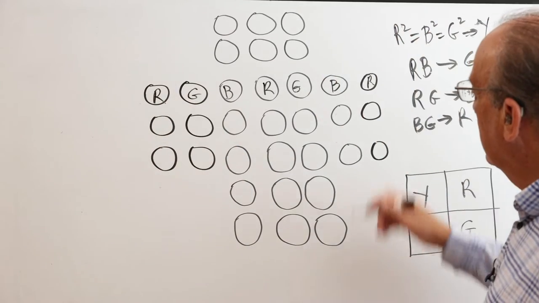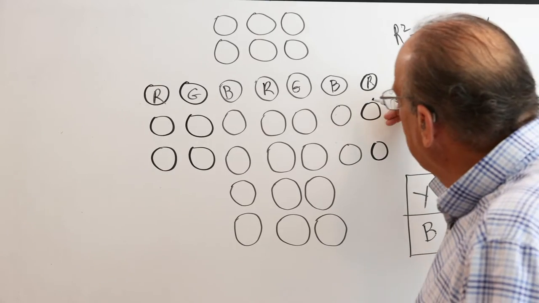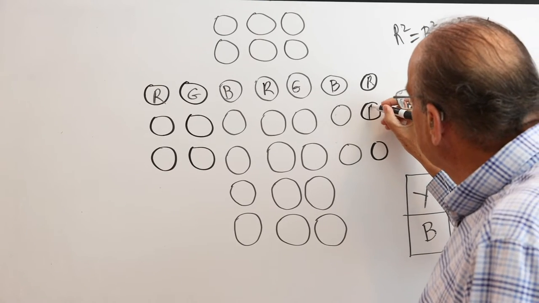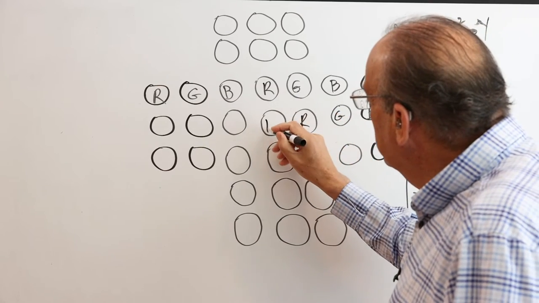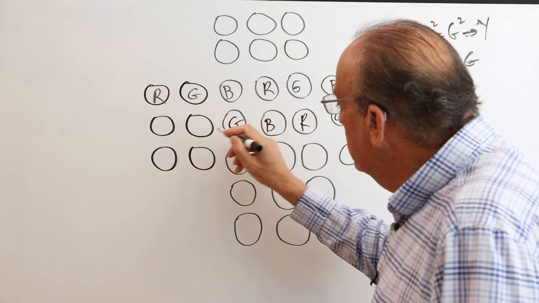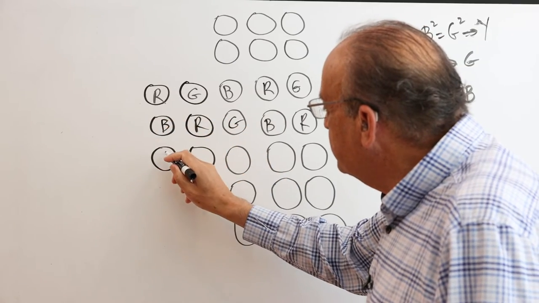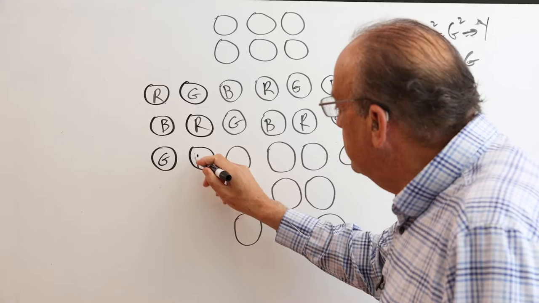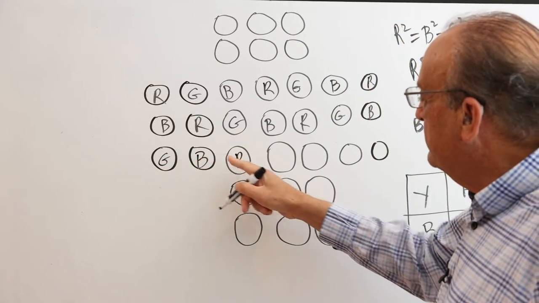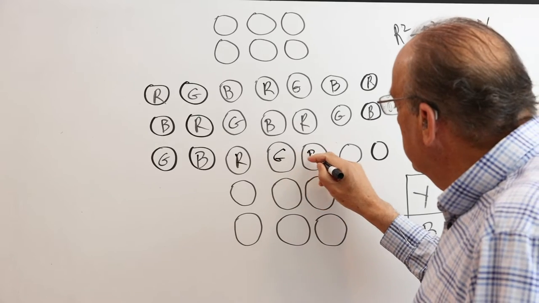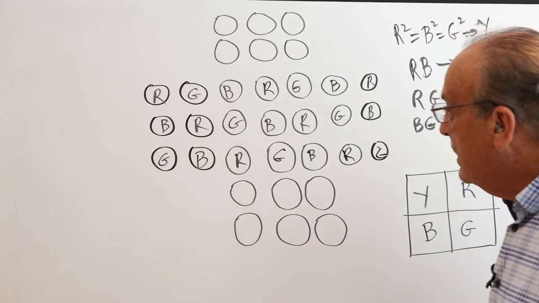And here I could go, let me try to do it with blue, green, red, blue, green, red, blue. That forces this to be green, that forces this to be blue, and red. So we have green, blue, red, green, blue, red, and green. And then we just continue.